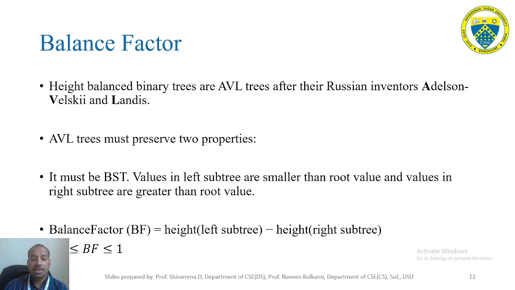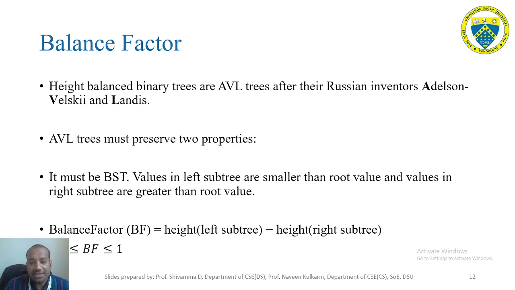That's the first one. The second one is the balance factor. The balance factor means the height of the left subtree minus the height of the right subtree. So the height of the left subtree minus the height of the right subtree is what we call the balance factor. This balance factor must always be in the range of -1 to +1. It can take three values, that is -1, 0 and +1.